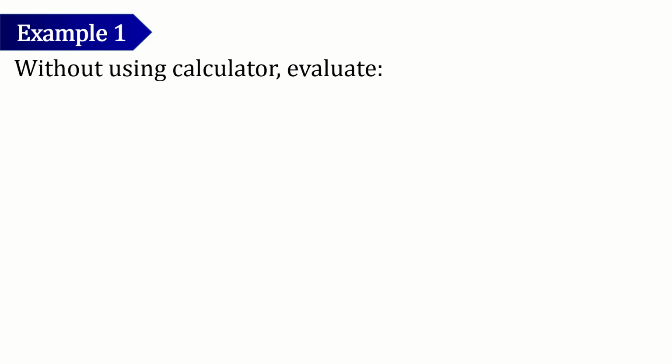For example, let's look at the first example. Without using a calculator, evaluate. The first question is we want to evaluate 36 to the power of half. Power of half, we can use the root rule: a to the power of 1 over n is equivalent to the nth root of a. So here we have power of half, so this is equivalent to the square root of 36. And we know that the square root of 36 is 6. So this is one way of doing this question.